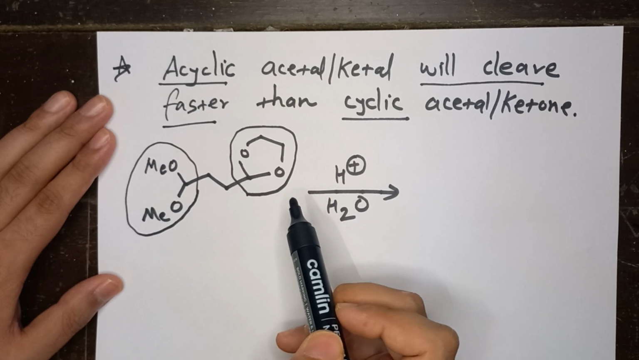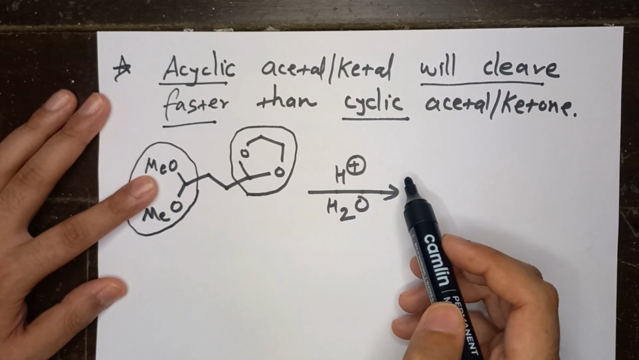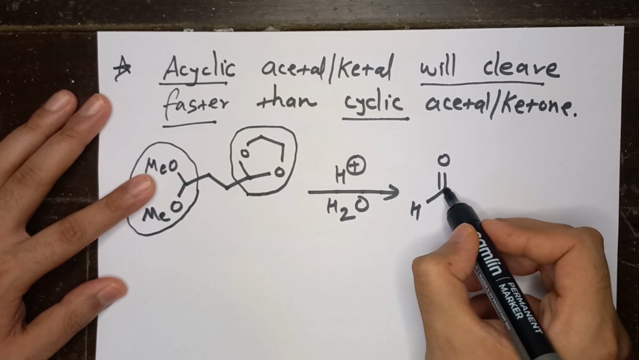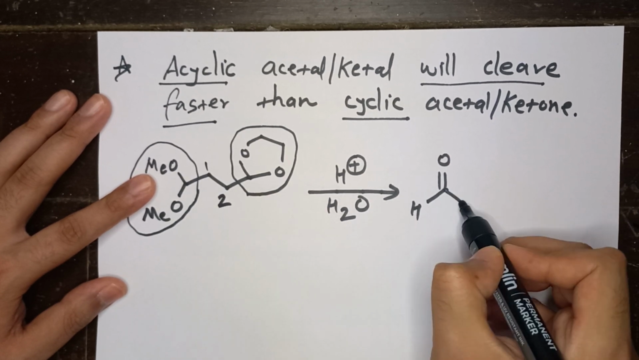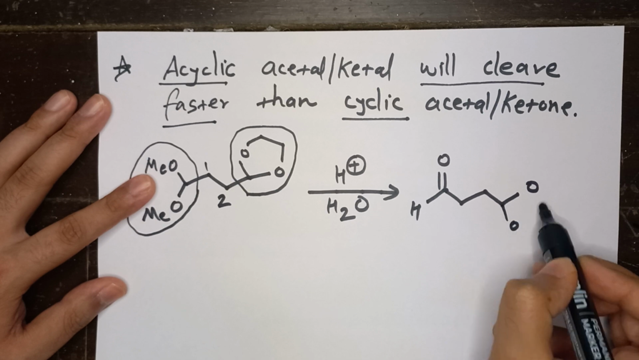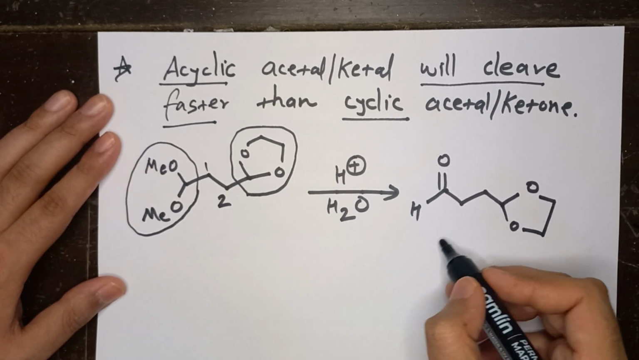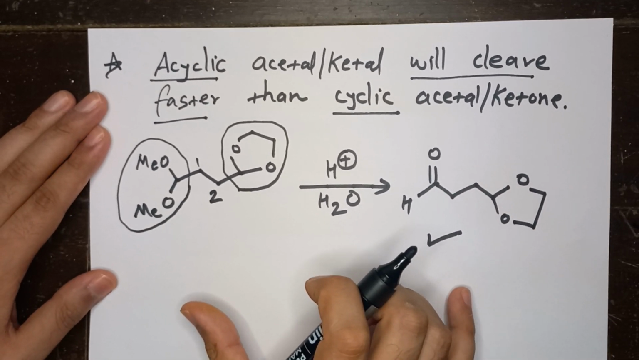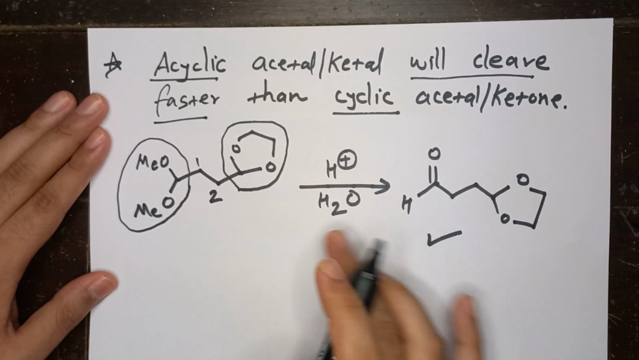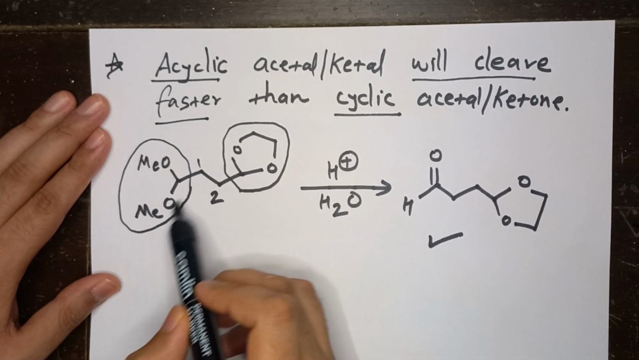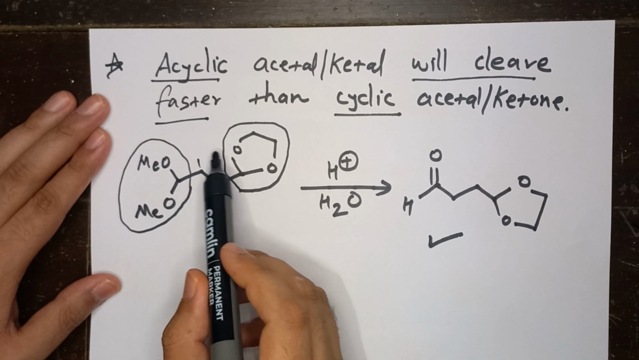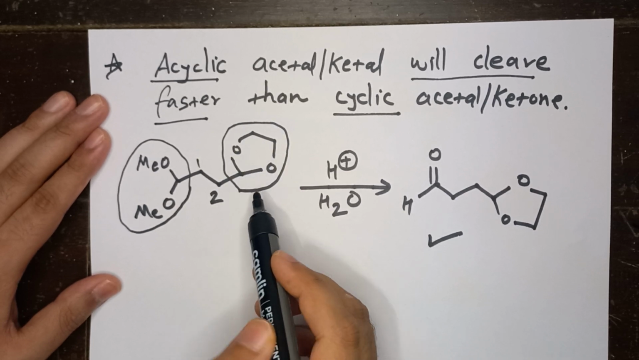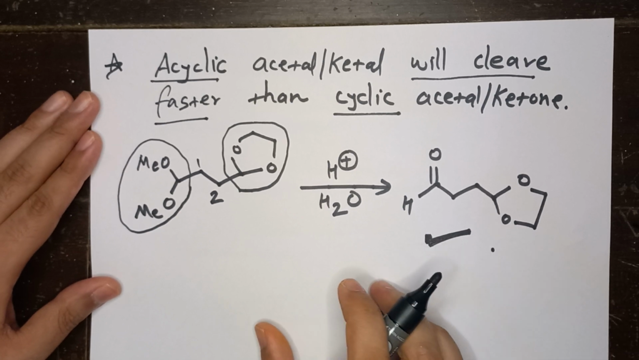So what is the product? We are going to selectively deprotect this part. This will generate an aldehyde here. So here we have 1, 2, 1, 2, followed by this particular protection will remain intact. So this is the product for this particular reaction. This is very important when it comes to competitive exam type questions where you have to do selective reaction. You need to know that acyclic acetal or ketal will deprotect faster than the cyclic protected diol. So this is the product for this particular reaction.